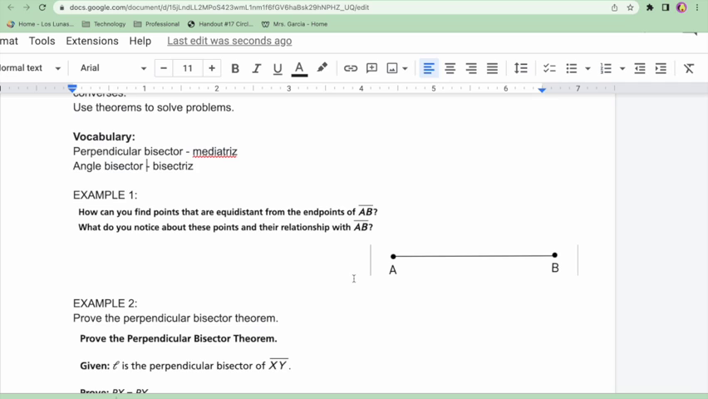And here we have example 1, and I'm going to open up the Savvis demonstration for this, and you're going to get a compass to figure this problem out. The question is asking, how can you find points that are equidistant from the endpoints A, B? And then what do you notice about these points and their relationships?